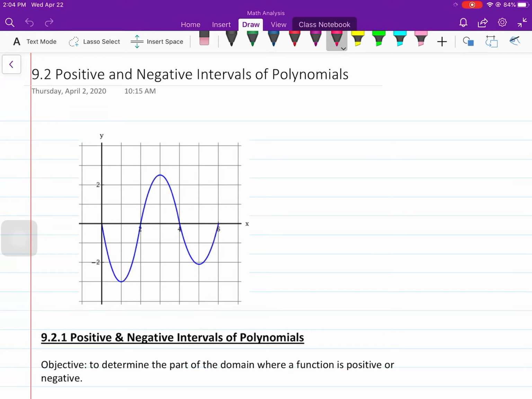In this lesson, we're going to figure out where a polynomial is positive and where it is negative. Honestly, this is a really useful lesson if you're going to be going into calculus later on. But taking a look at the graph, when is it positive and when is it negative? It's positive when it's above the x-axis. In other words, it's asking when the y values, the output values, are positive. So that's when it's above the x-axis.